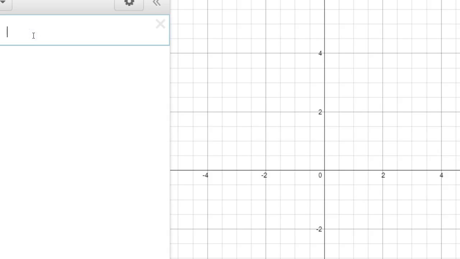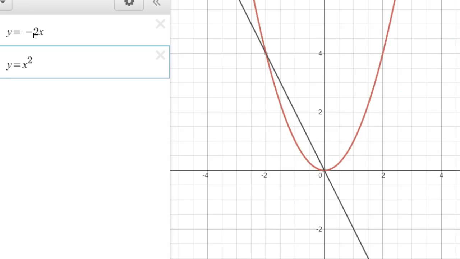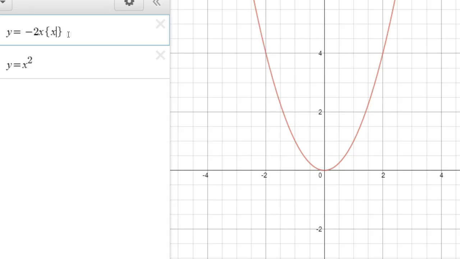You can actually make your own piecewise functions on here. So y equals negative 2x, and y equals x squared. Now the intervals is what you want to do. You want to use the little curly bracket, and say I want to graph everything less than negative 1 for x, and there you go.